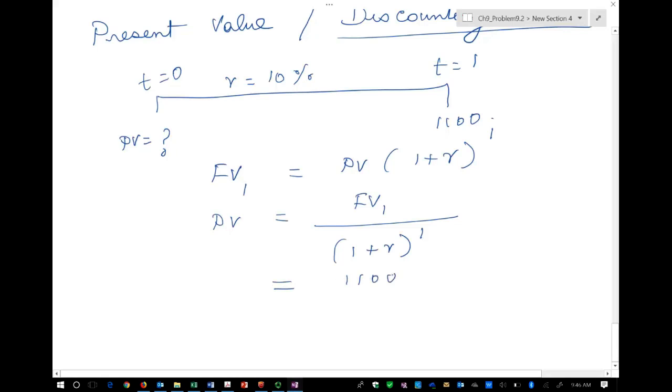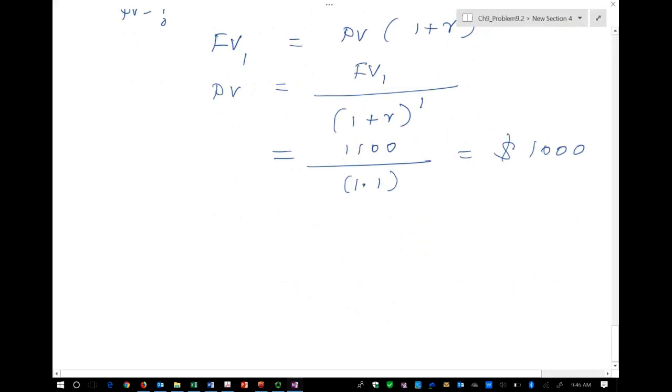So, 1,100 divided by 1.1. So, that should be equal to $1,000, right. So, $1,100 that you receive 1 year from today is worth only how much? $1,000 if the interest rate is 10%, or we also call that discount rate if the discount rate is 10%, right. So, suppose I asked you the question, you received $10,000 5 years from today, right?